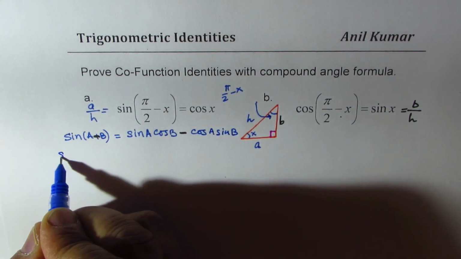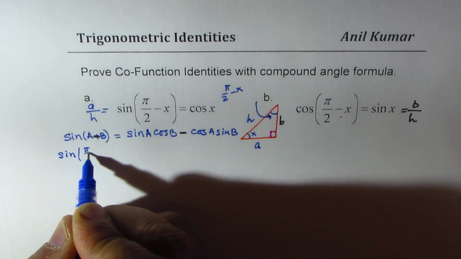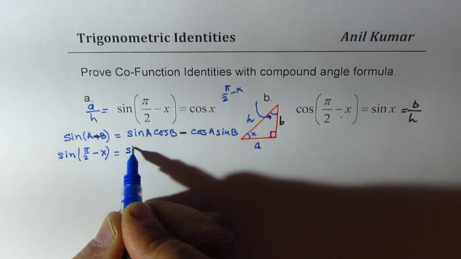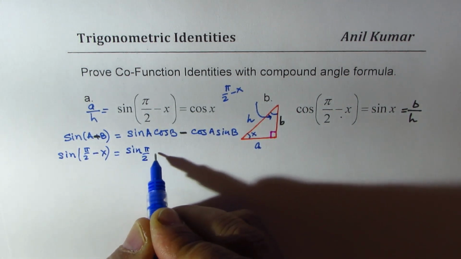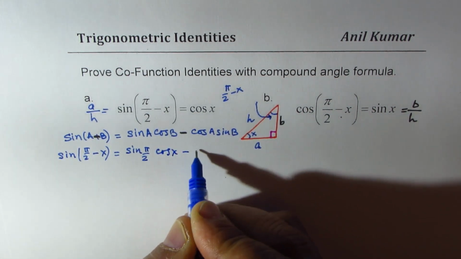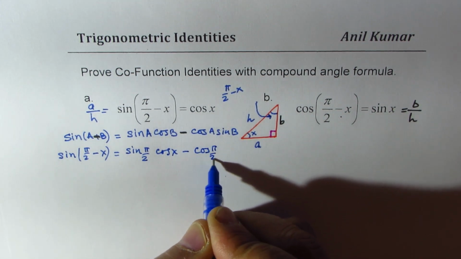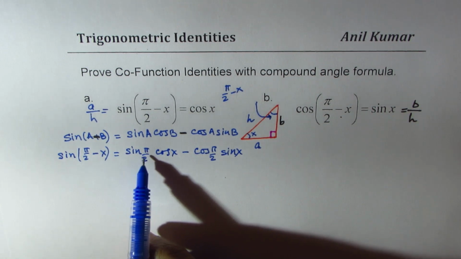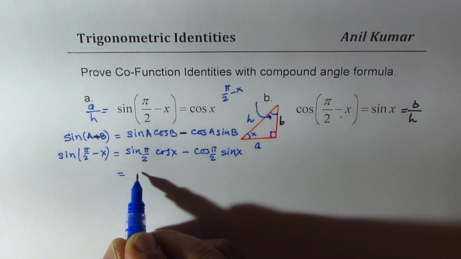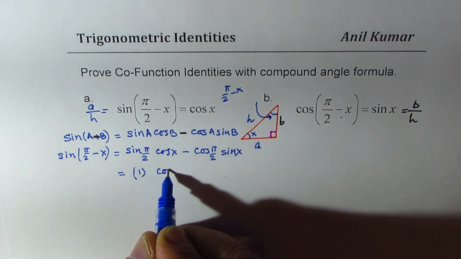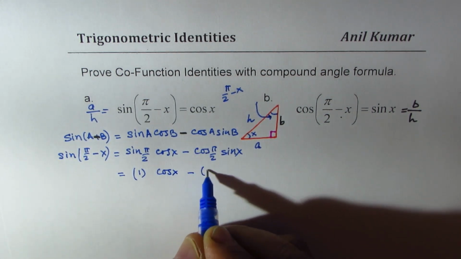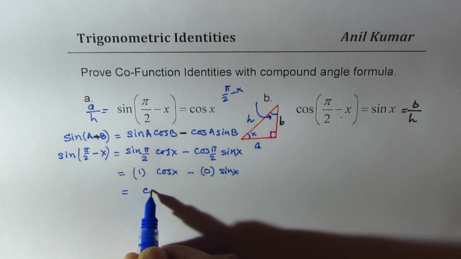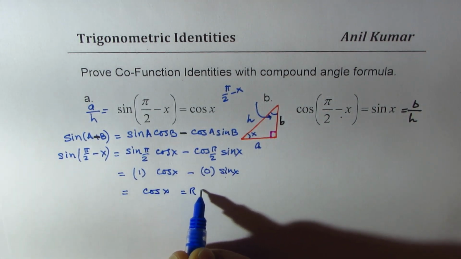We want to find what is sine of pi by 2 minus x. Replace a with pi by 2. So we get sine of pi by 2 cos x minus cos of pi by 2 sine x. Now what is sine pi by 2? Sine pi by 2 is 1, right? So we get 1 times cos x. And cos of pi by 2 is 0, so 0 times sine x. So clearly what we get here is cos x, which is the right side.